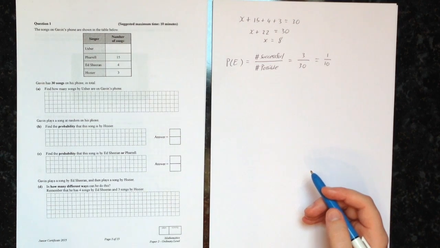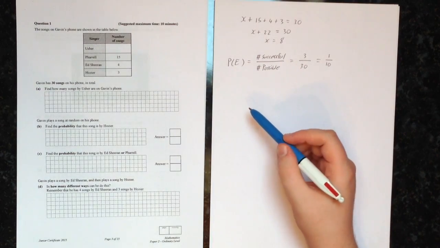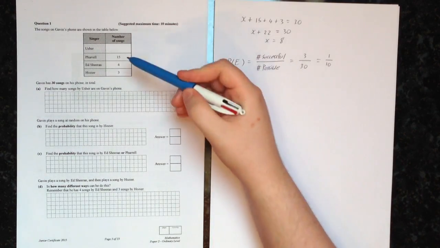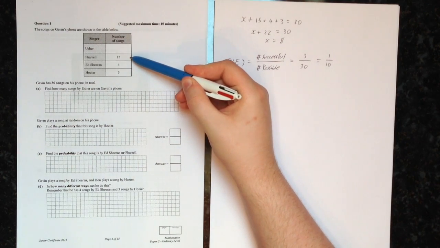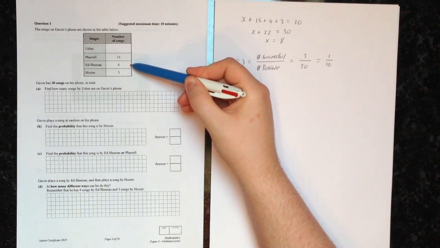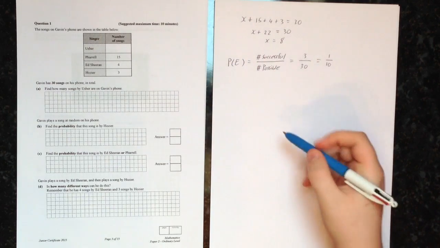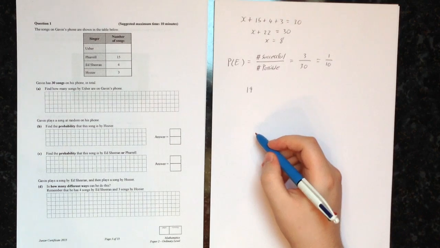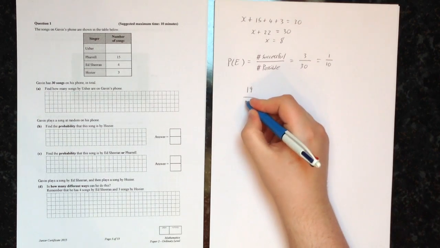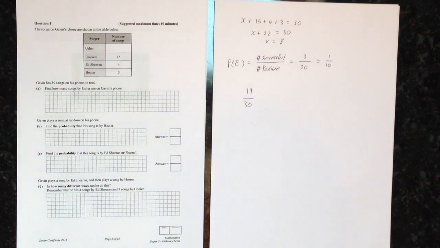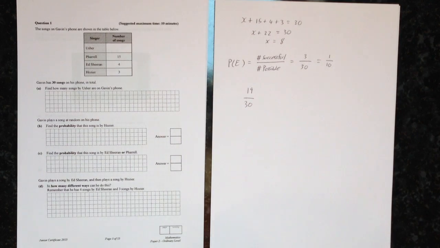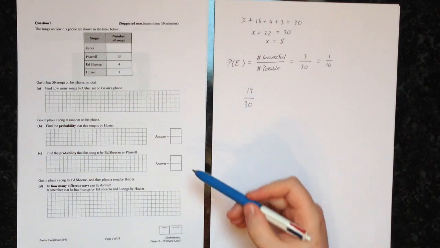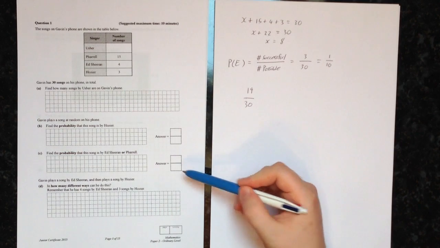Part C. Find the probability that this song is by Ed Sheeran or Pharrell. This time, the number of successful outcomes are the number of songs by Pharrell plus the number of songs by Ed Sheeran. So that's 15 plus 4 is 19. There are 19 successful outcomes. The number of total outcomes is 30. So our answer for part C is 19 over 30. So in this box we put 19 over 30.